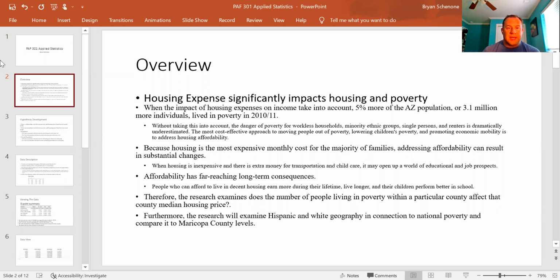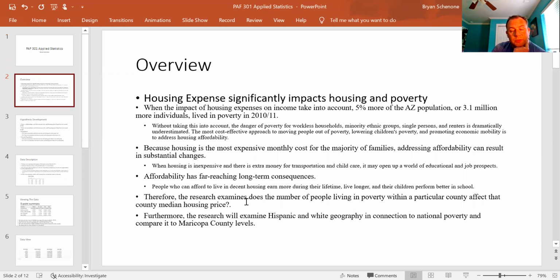value, but we're not going to use that. We're going to look at this as a whole because housing is the most expensive monthly cost. The majority of families that need to address these affordabilities can result substantially in changing the dynamic of the overall statistics. So let's see, affordability has a long-term consequence, and we'll move through that with some of the numbers.